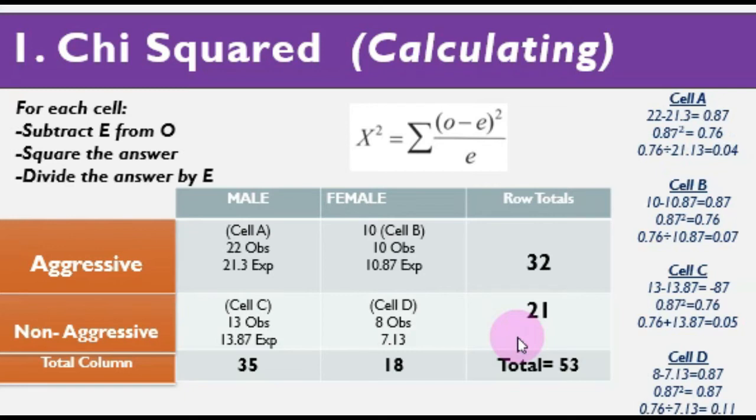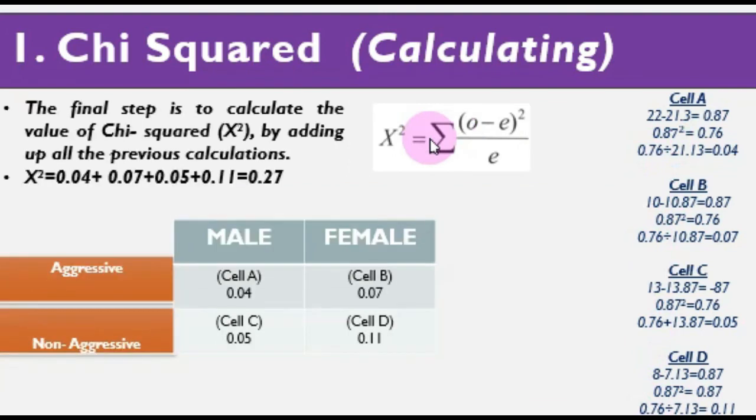Okay? For each cell, subtract E from O. Okay, expected natin and from the observation value. Then square the answer and divide the answer by E. Okay, so we come up with this one. Okay, so hindi ko na siya elaborate. Then the final step is to calculate the value of chi-squared. Okay, by adding up all the previous calculations. Okay, 0.27.